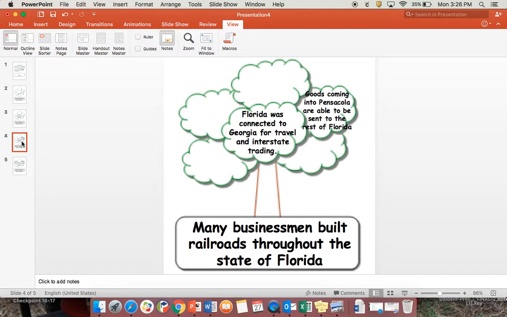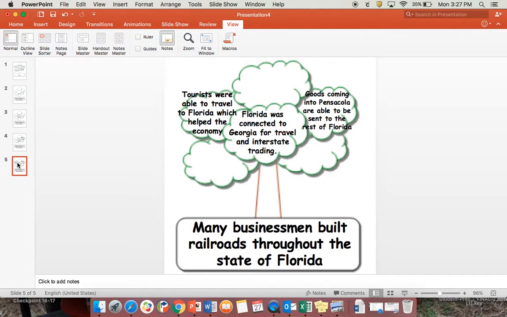Another effect is that goods coming into Pensacola were able to be sent to the rest of Florida. Many boats were shipping goods into Pensacola. But once they got into Pensacola, there really wasn't an easy way to distribute them around the state. Well, once the railroad system was built, these goods were able to be sent to the rest of Florida. So that's another effect of these railroads being built.